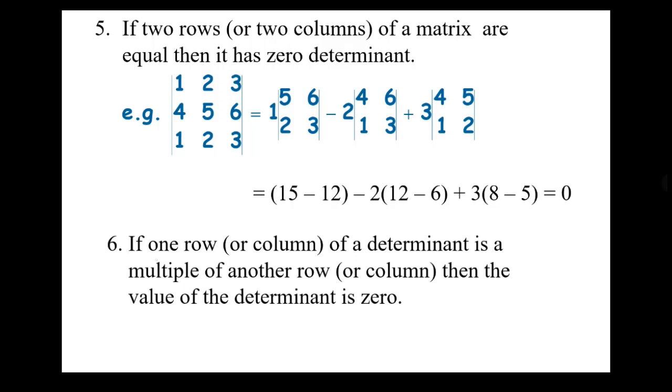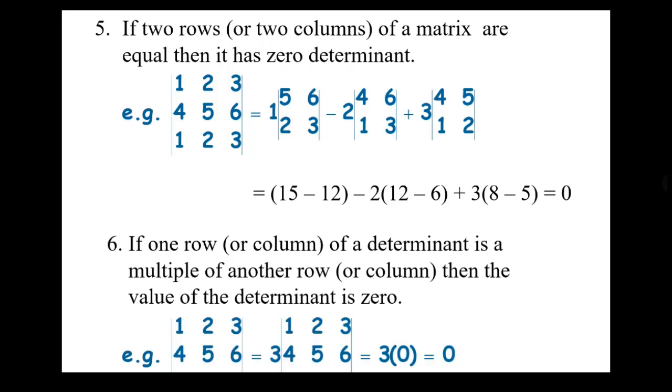For the sixth property: if one row or one column of a determinant is a multiple of another row or column, then the value of the determinant is 0. This is actually the same as the property in number 5, because in number 5, it is actually a multiple of 1. 1, 2, 3 multiplied by 1 is 1, 2, 3.